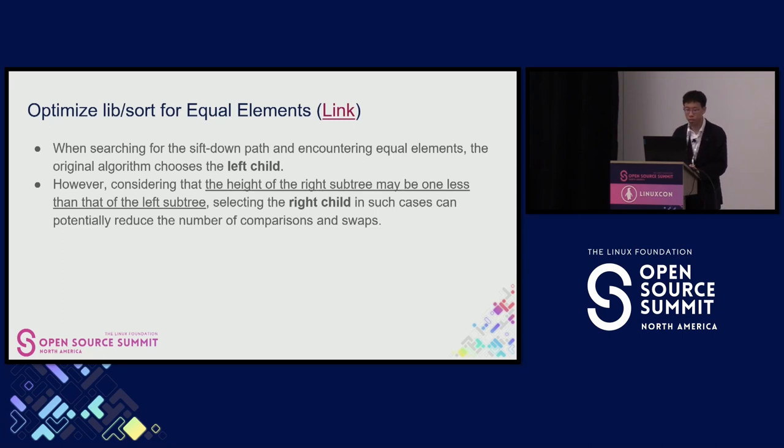So we would optimize the leaf search for when we encounter equal elements. For the existing algorithm, when we search for the sift down path, if we encounter two identical children, in the left child and right child, the algorithm will choose the left child. But considering that the height of the right subtree may be one less than the left subtree, if we choose the right child in such cases, we could potentially reduce the number of comparisons and swaps.